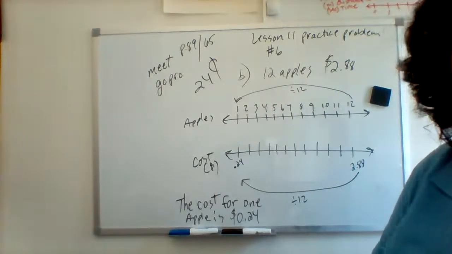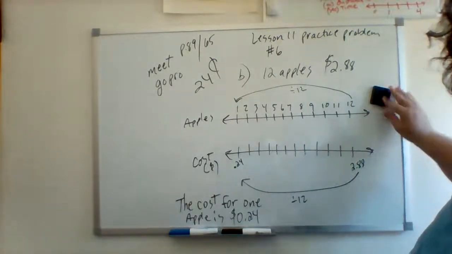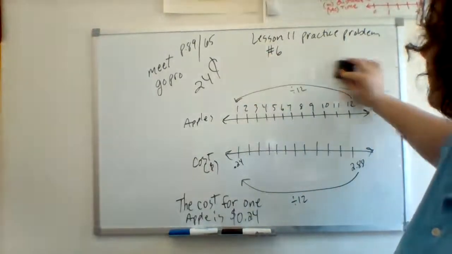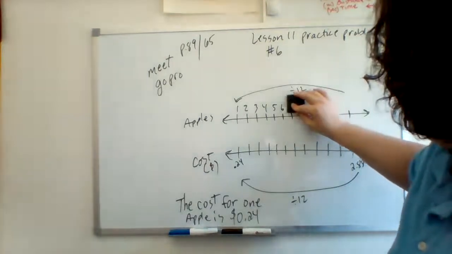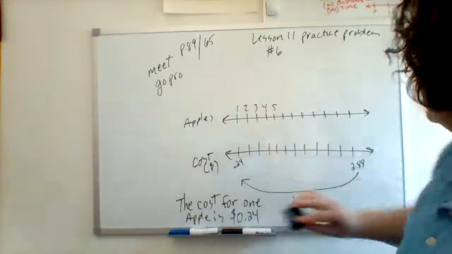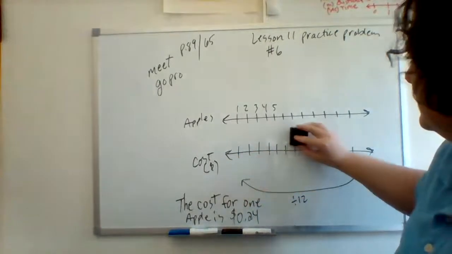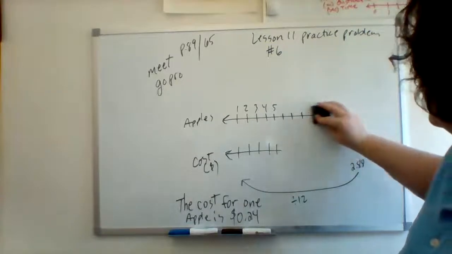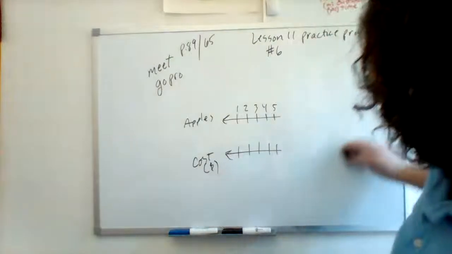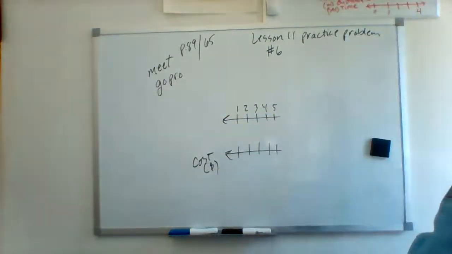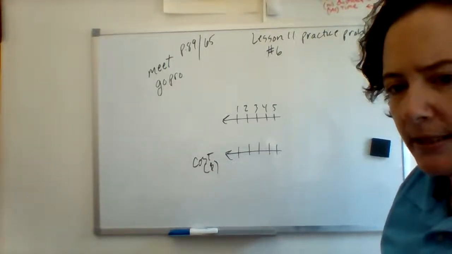Okay, letter C. 5 tomatoes for $3.10. We'll just recycle my double number line. So you guys think that it's 62 cents.